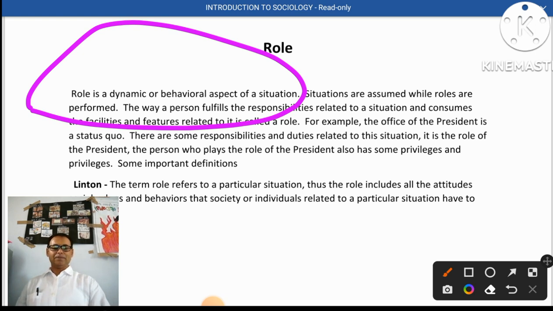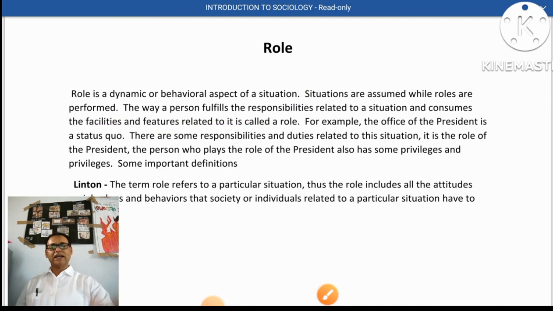The way a person fulfills the responsibilities related to a post, a status, and consumes the facilities and features related to it is called role. For example, the office of the president is a status. There are some responsibilities and duties related to this status. It is the role of the president. The person who plays the role of the president also has some privileges and some important definitions.